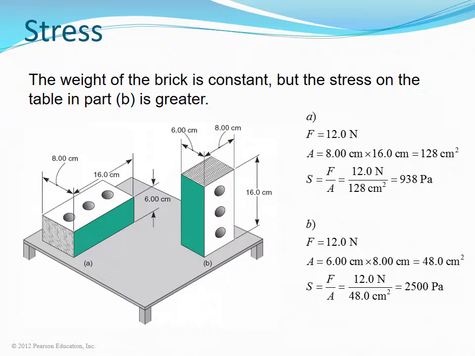In these two configurations, the weight of the brick is constant, but the stress on the table is greater for the brick standing on its end. The area is smaller, yielding a higher stress.